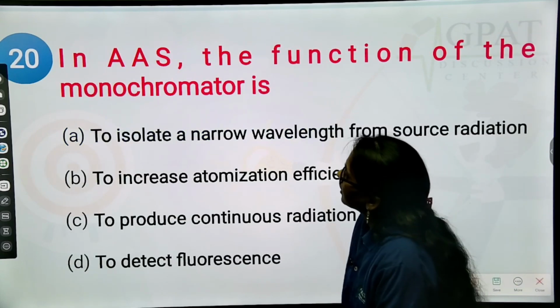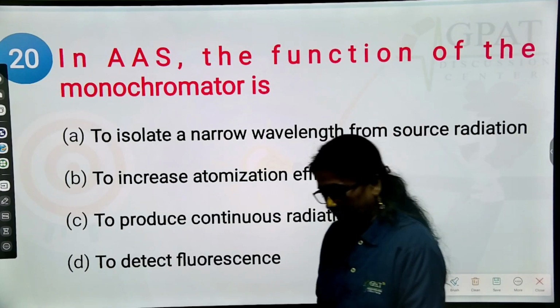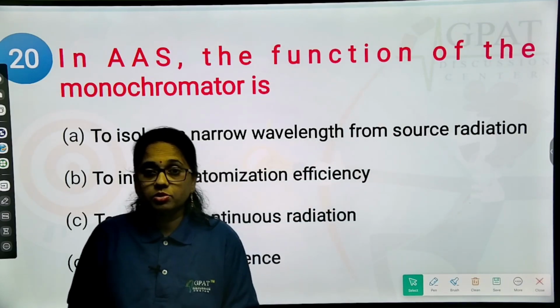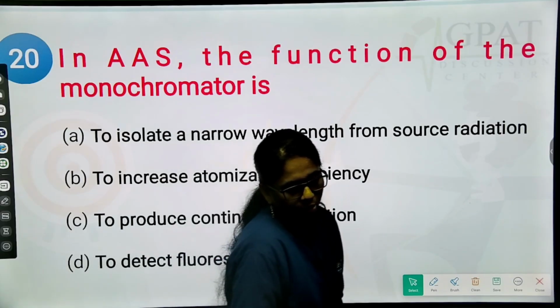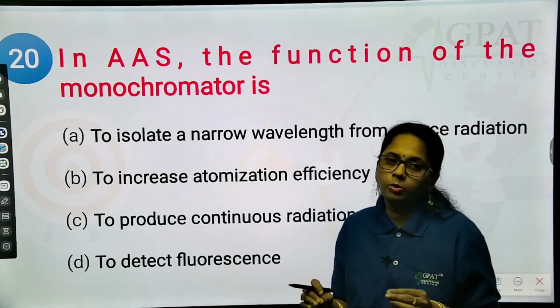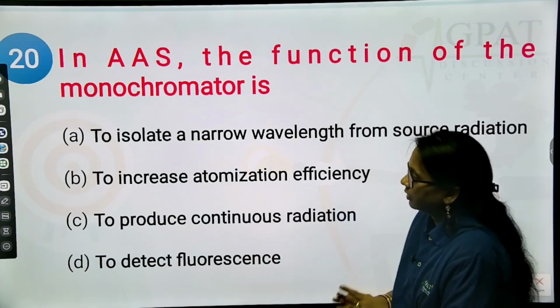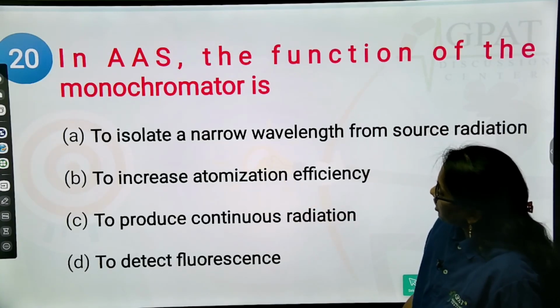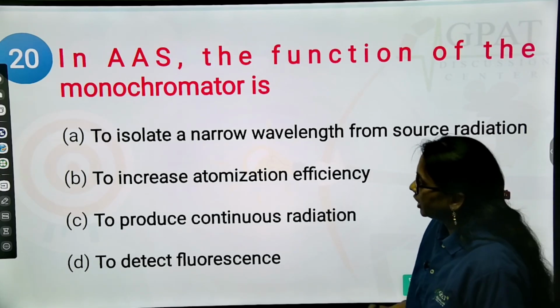Last question, in atomic absorption spectroscopy, the function of the monochromator. After the flame, the monochromator is present. The purpose of the monochromator is converting polychromatic to monochromatic radiation. Let us see the options. To isolate a narrow wavelength from the source of radiation, definitely it is the right answer.